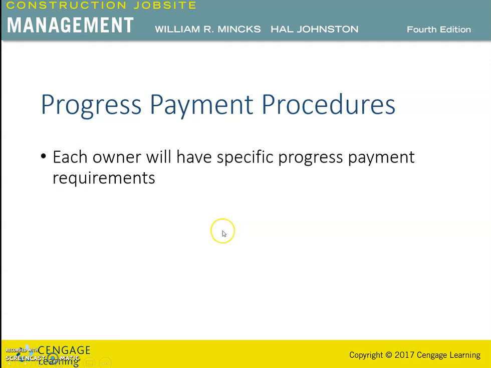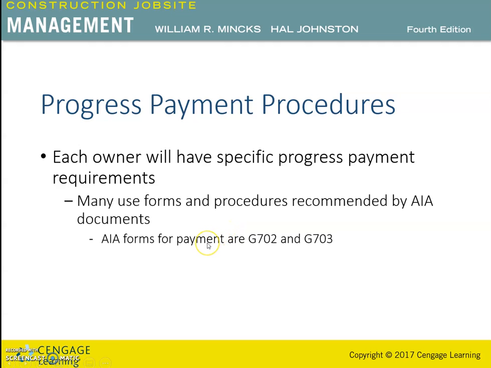Okay, so next look at the progress payment procedure. So each owner will have a specific progress payment requirement. Many will use the forms and procedures recommended by the AIA document. Most public agencies have specific procedures required by the law for the municipality, state, or federal agency.